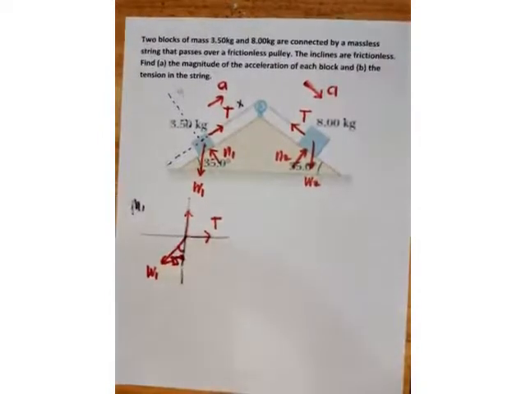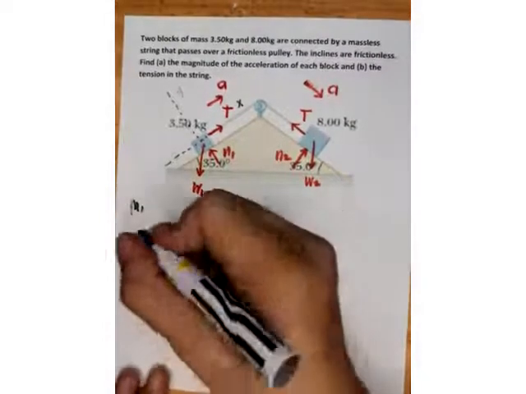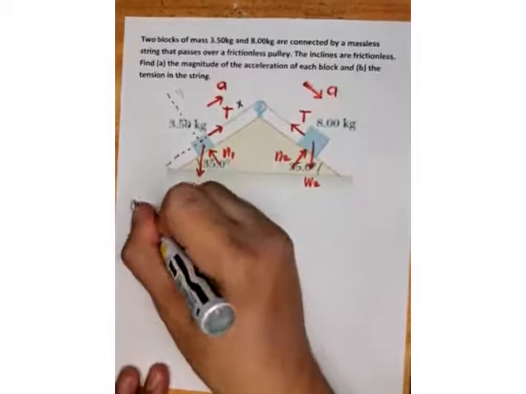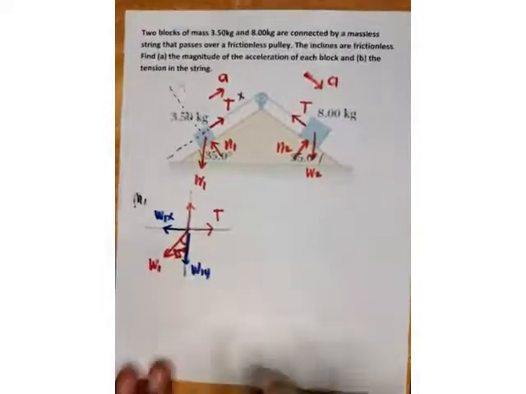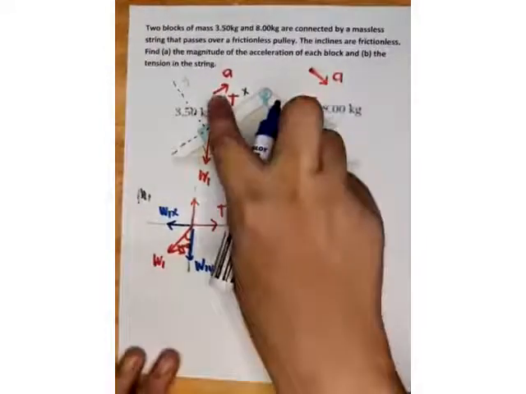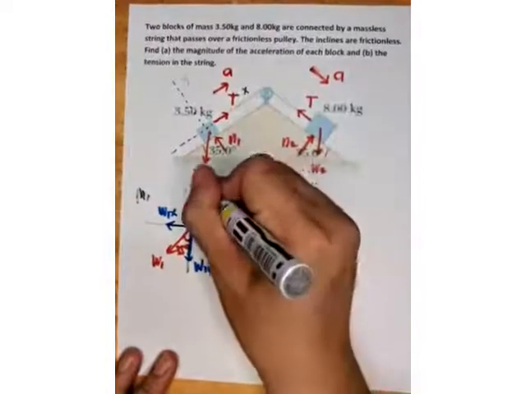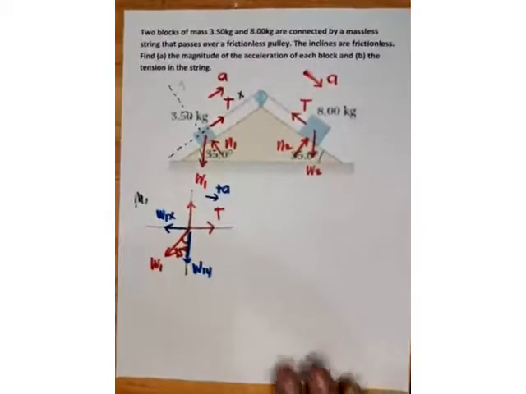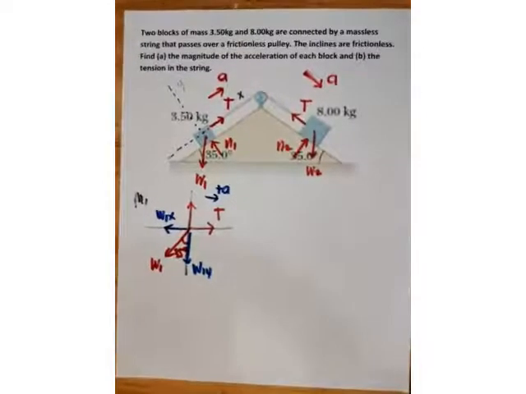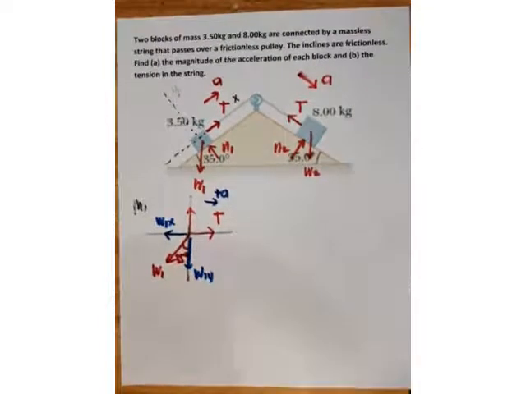Okay? Again, we need to consider the components of our weight dahil meron siyang angle. Okay, so ito ang magiging W1x. At ito naman yung W1y. Okay? Ang acceleration natin is parallel doon sa tension. So nandito yung direction of acceleration. So pakanan siya, so that means it's positive. Okay, next. Do we have friction? Since wala tayong given na friction, wag na natin kukunin yung normal.